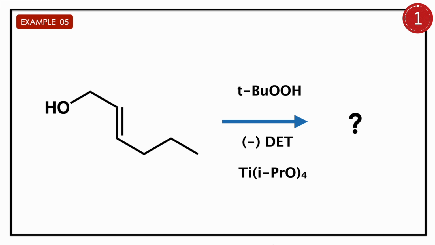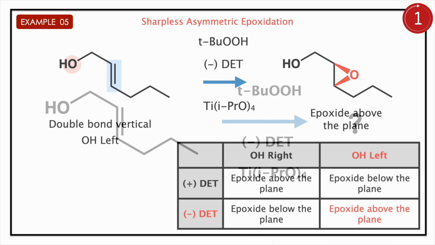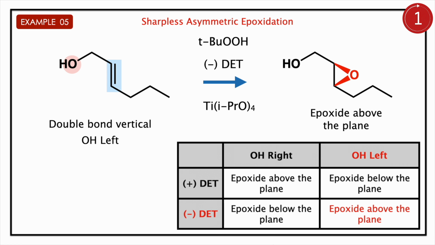Then the next example. You have a linear compound with an alcohol, an alkene and a side chain. You are using tertiary peroxide, minus DET, titanium isopropoxide. You should find what will be the final product. Here, by the reagents and the allylic alcohol, you might realize it is a diastereoselective Sharpless reaction.